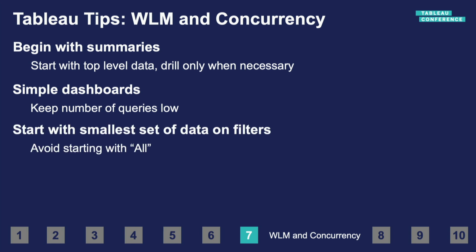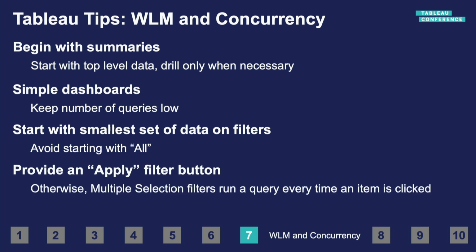Keep them simple. And start with the smallest set of data on the filters. In other words, when we create a filter, we usually enable a default of all. And that means that there's going to be a query to get all of those values. Start with none or one value, and your query is going to be simpler, your dashboard is going to load faster, and then let the customer add values as they need.